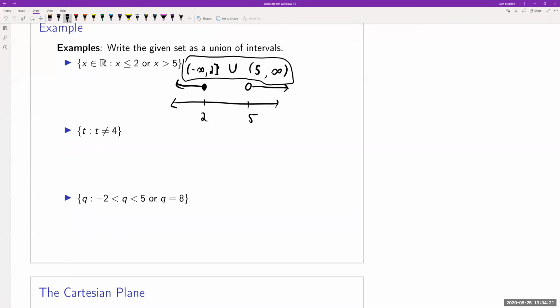Looking at this next one, I've got all the numbers t, but I don't want to consider t equaling 4. That's not allowed. So let's take a look at what that would look like on a graph. Let's add a different color here.